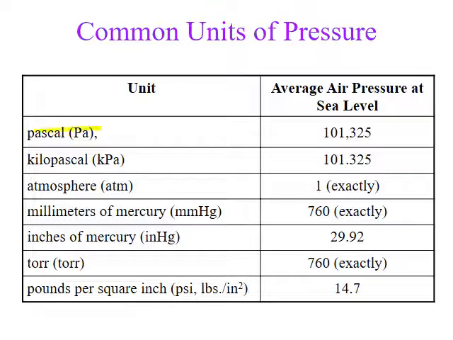For instance, pascals, usually abbreviated as capital P, small a. Kilopascals, which is essentially just another derivative of pascals. Then there is a commonly used unit, which is the atmosphere. Then there are millimeters of mercury or inches of mercury, torr, and pounds per square inch. These are some commonly used units for pressure, and here you are given the conversion factors to go between the different units of pressure.